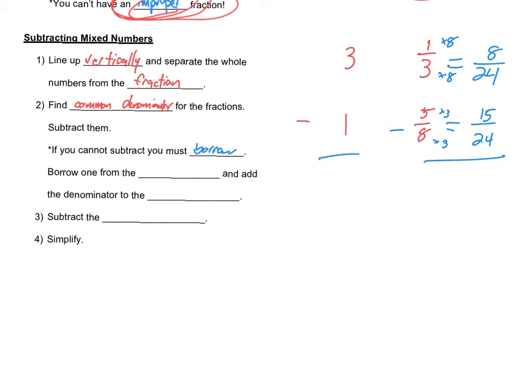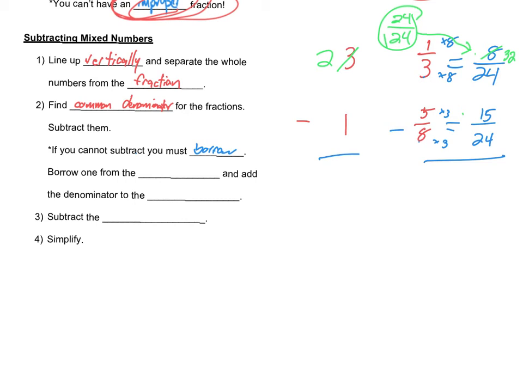We can't do 8 minus 15, so we need to borrow from this 3. We need to borrow a whole. A whole in this case is 24 24ths. So 24 24ths we know is 1. So we're going to add that to the 8 24ths. That gives us a total of 32 24ths. Okay?